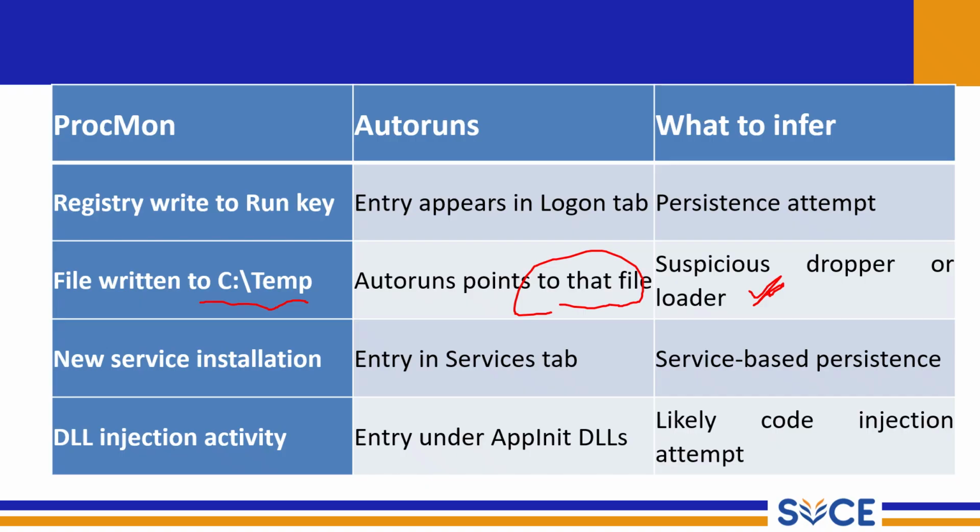And for a new service installation in ProcMon, Autoruns will show the entry in the Services tab, and what we infer from this is service-based persistence. Next, for DLL injection activity in ProcMon, Autoruns shows an entry under AppInit DLLs, where code injection is attempted. So this is about ProcMon and Autoruns together.